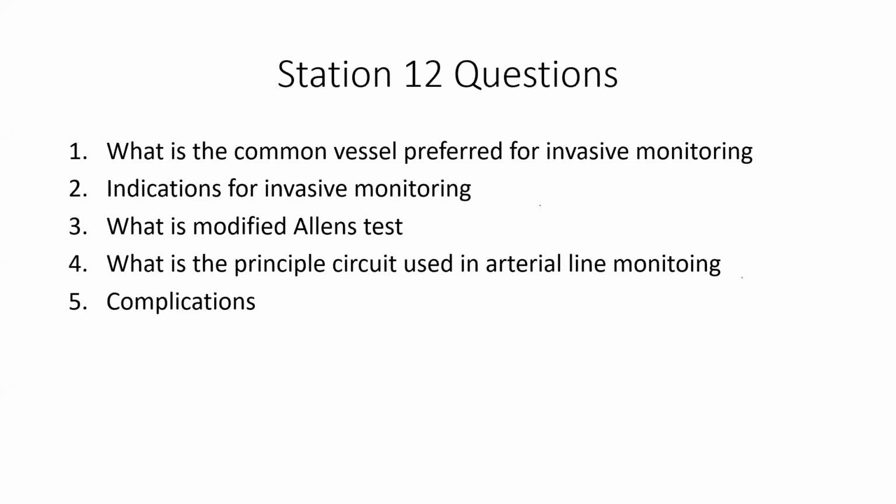Sir, I have a doubt. In Allen's test, we grade it as mild, moderate, severe. I don't know why they've graded it, but basically, within 5 to 15 seconds, if you don't get a rubor appearance, then abandon using that artery for the line. That's it, as simple as that.